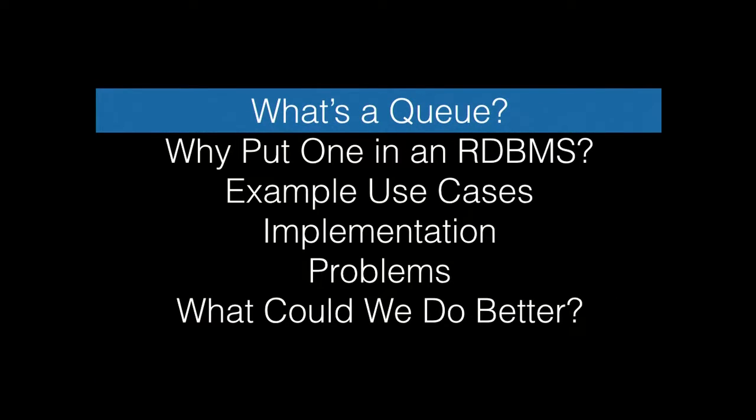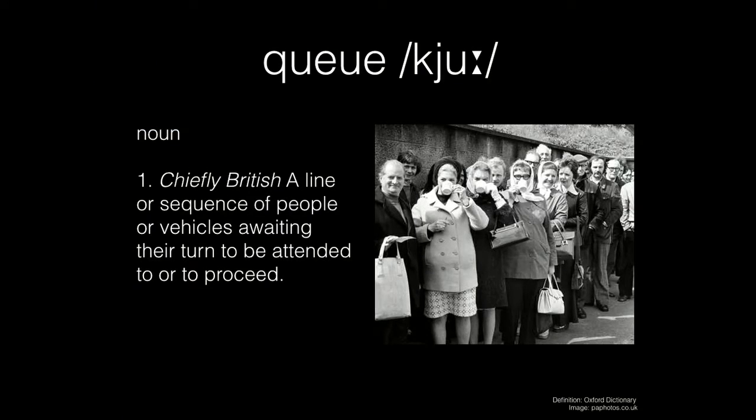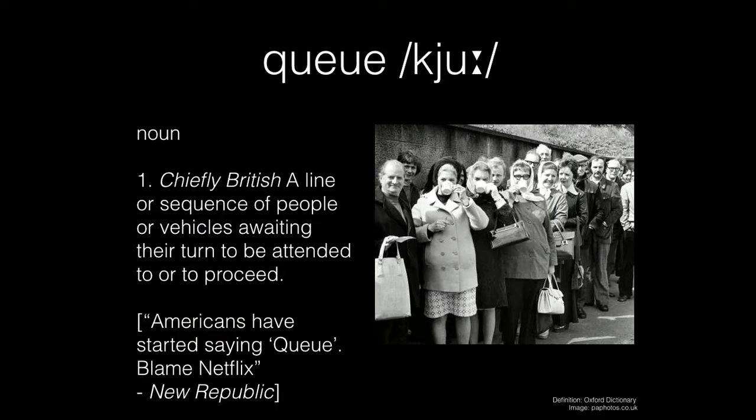Okay, so this is the structure of the talk. I'm going to start by talking about what a queue is. So first of all, just a dictionary definition. Outside North America, queue is kind of the normal word for a line of people or cars or something, right? I heard that the term is catching on in North America as well, thanks to Netflix, which has a queue feature for queuing up films, right? So it's entering common parlance over here as well.